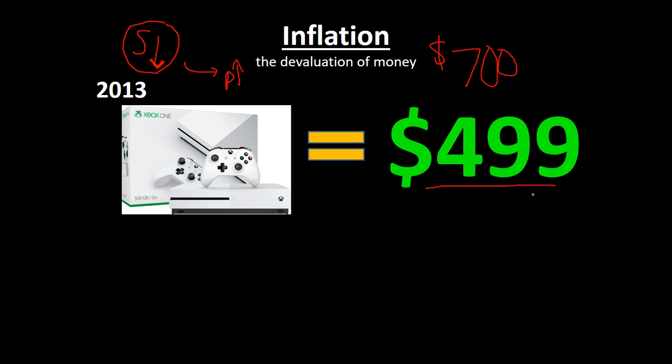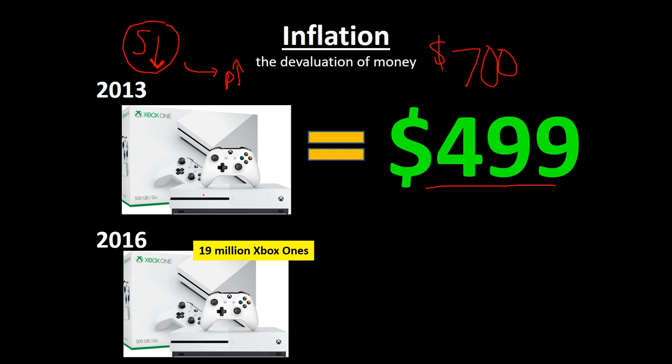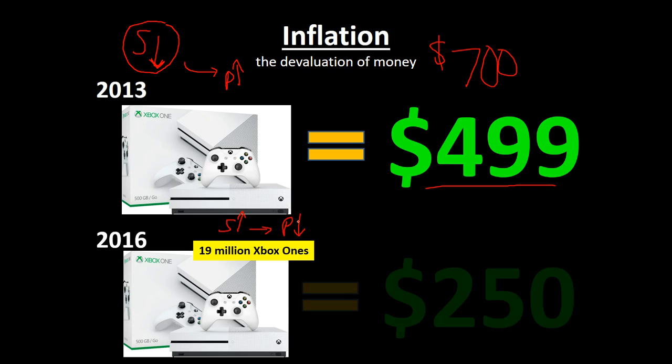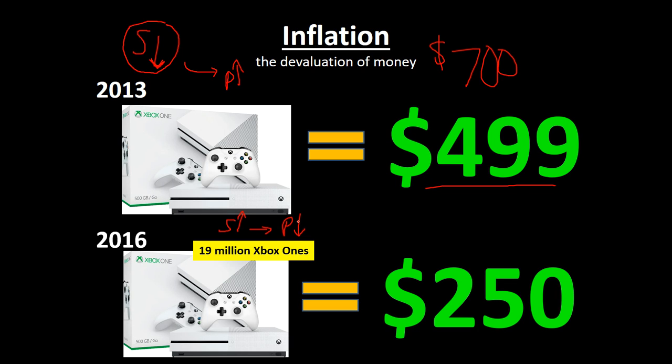You can actually get a higher price than this. By 2016, they had made 19 million Xbox Ones. So the supply of these Xboxes has gone up. What do you think is going to happen to the price? Of course, you know what's going to happen. It went down to $250. These are the actual prices. These are the actual numbers. 2013, 2016: the supply went up, the price went down.